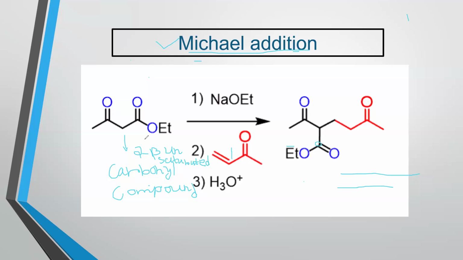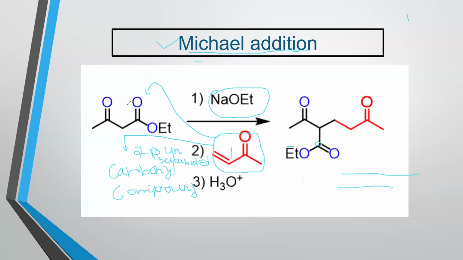Any alpha beta unsaturated carbonyl compound, I am again repeating, any. It can be aldehyde, ester, ketone, or carboxylic acid, in presence of strong base. So this one is your alpha beta unsaturated carbonyl compound. Actually, they have shown it in reagent here, but it will be in the reactant. So this alpha beta unsaturated carbonyl compound will show this reaction.